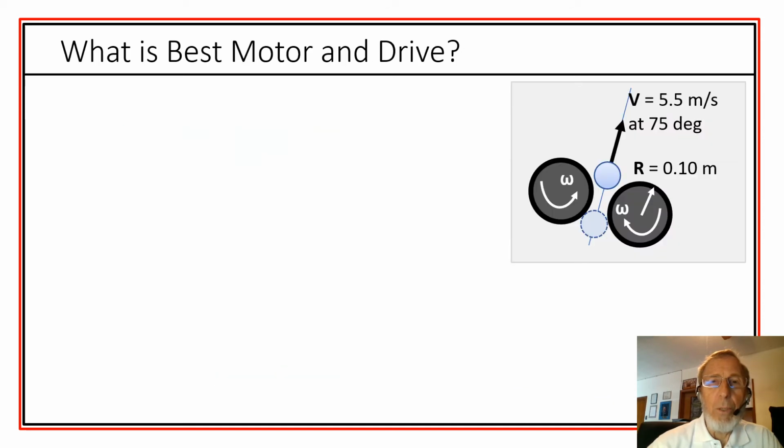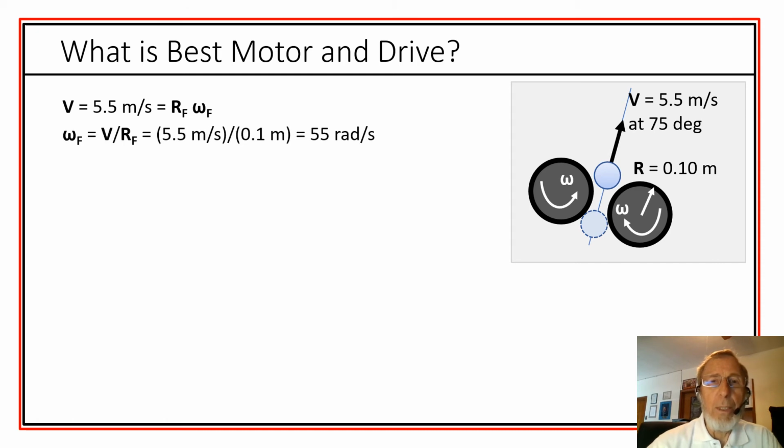So what about the motor then? What's the best motor and drive? We identified the speed of the launch, 5.5 meters per second. We're assuming that's the rim speed on the flywheel, which is equal to the radius of the flywheel times its angular velocity. So we can calculate then that the angular velocity for the flywheel needs to be 55 radians per second.